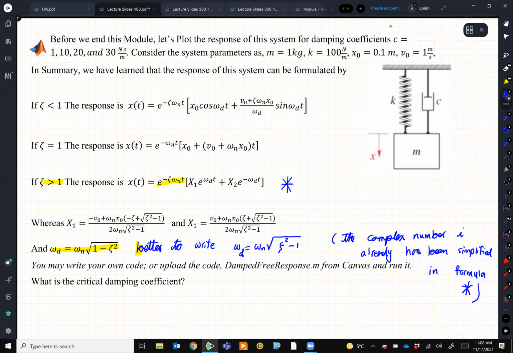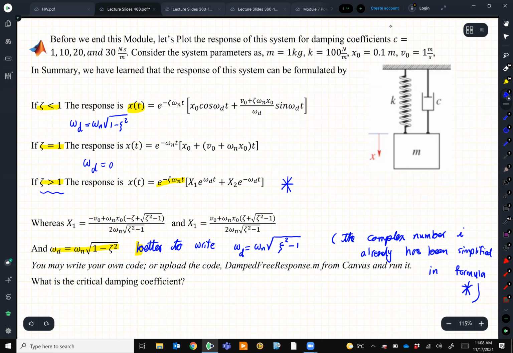So when we have damping, we have three scenarios: overdamped, underdamped, and critically damped. Underdamped, when zeta is less than 1, we know how to calculate x(t), and we know what our omega d is. Omega d is omega n square root of 1 minus zeta squared, right? And that's correct. When zeta is equal to 1, we have this scenario, and omega d is equal to 0, right? Yeah, because zeta is equal to 1.